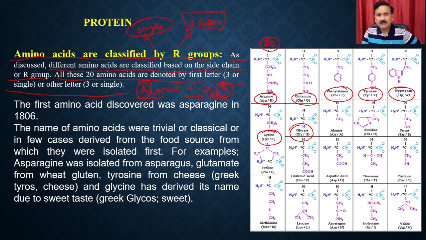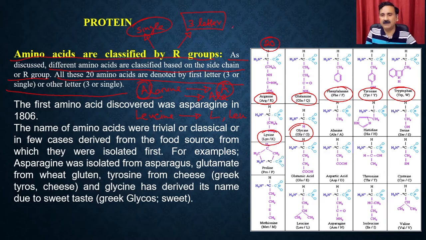The same way you can have other amino acids also, for example leucine. For leucine, the single letter code is going to be L, and the three letter code is going to be LEU. This is not true for all the amino acids, because you can also have amino acids which also start with the letter A.